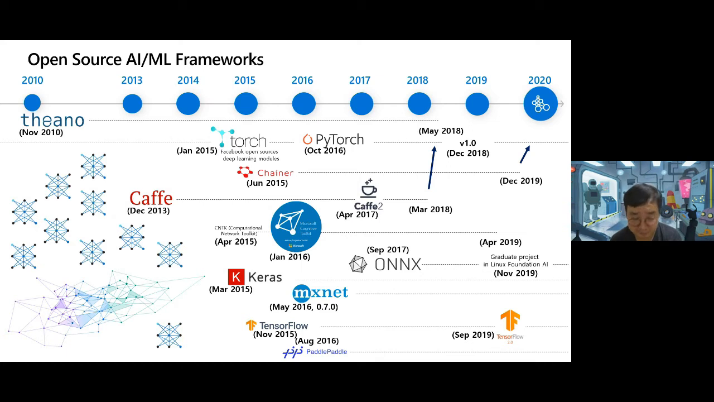Onyx has two goals. One goal is to resolve AI interoperability using different frameworks and/or hardware. And the second one is how the performance would be higher using Onyx. So then Microsoft is contributing more on Onyx, and it is now one of the graduate projects in Linux Foundation AI.